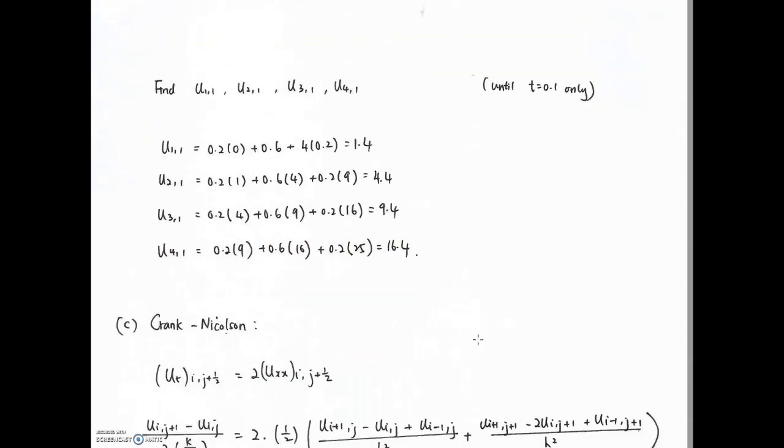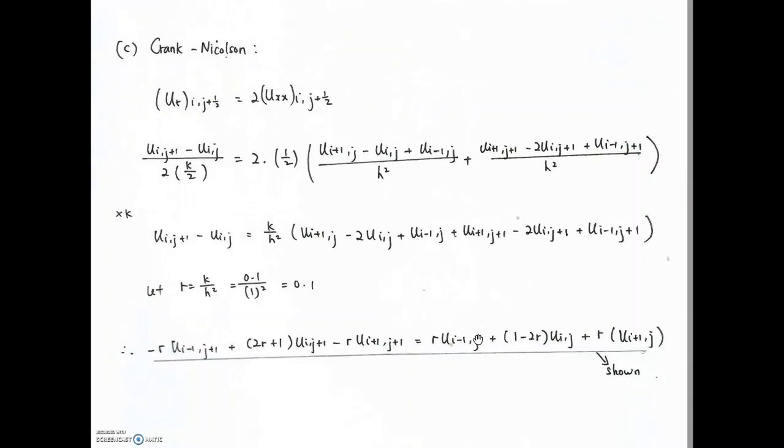For part C, we will proceed to the Crank-Nicolson method. Before the solutions, we need to do the proving. To do the proving, we can refer to this. Based on the Crank-Nicolson formula, we have u_t equal to this term and u_xx equal to this term, including the 1 over 2, and here also 1 over 2. Multiply k on both sides, simplify it, and let r equal k over h squared. With k equals 0.1 and h equals 1, r equals 0.1. Therefore, we are able to show the equation as given in the question.